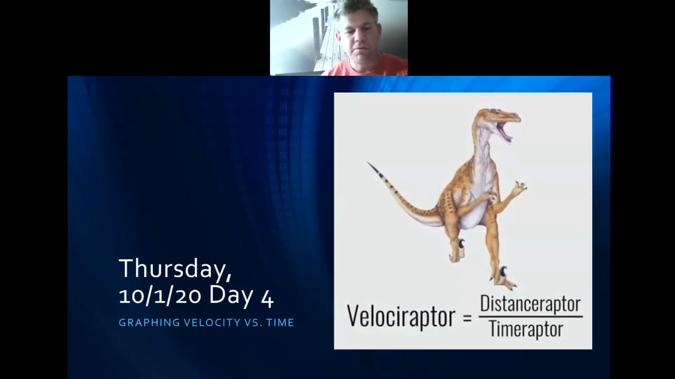So we're in day 4 of lecture on our unit on graphing, and now today we get to talk about velocity versus time graphs. Okay, so we spent kind of all day Tuesday talking about distance versus time. So now we get to start with this one. All right, so here we go. Let's start it up.